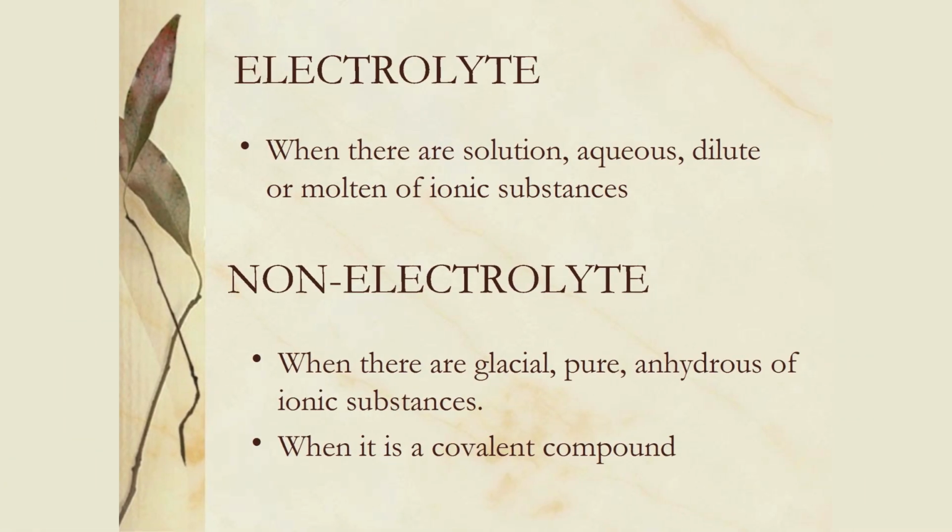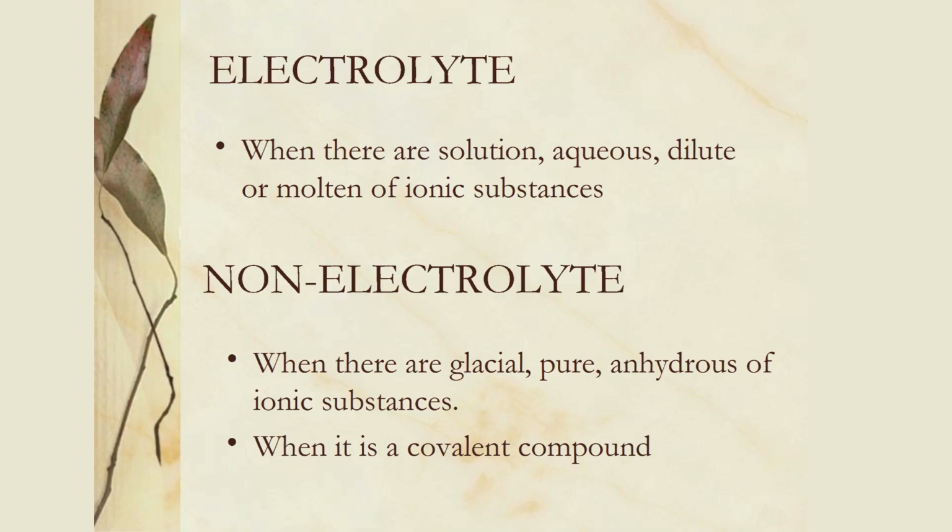Electrolytes versus non-electrolytes. Moving forward, let's clarify when a substance is an electrolyte and when it is not. A substance is an electrolyte when it is a solution, aqueous, dilute, or a molten form of ionic substances. On the other hand, a substance is a non-electrolyte when it is glacial, pure, or anhydrous, even if it's an ionic substance, or when it is simply a covalent compound.